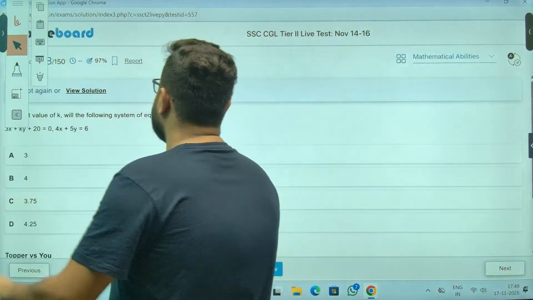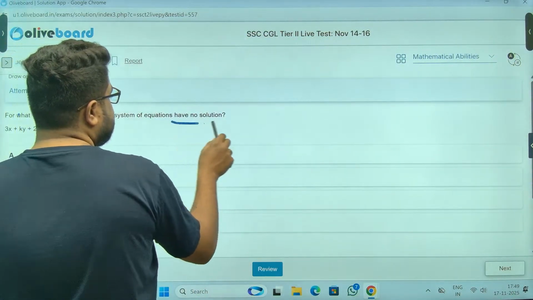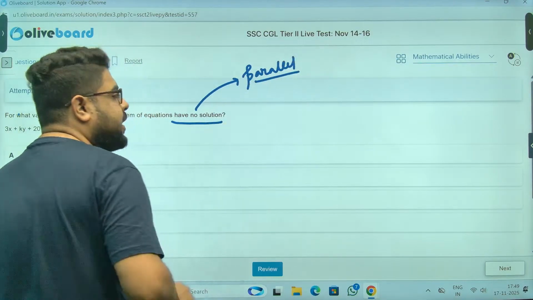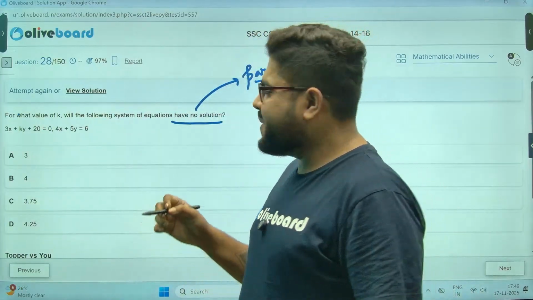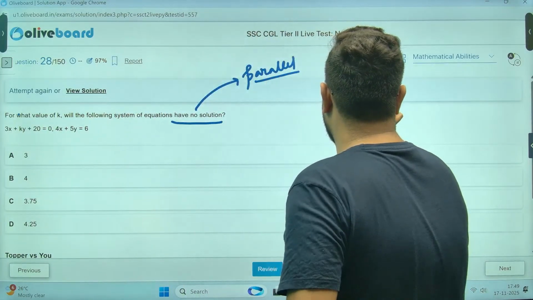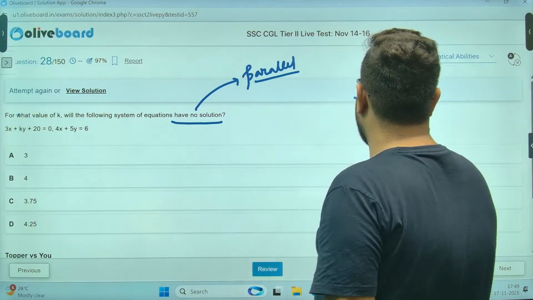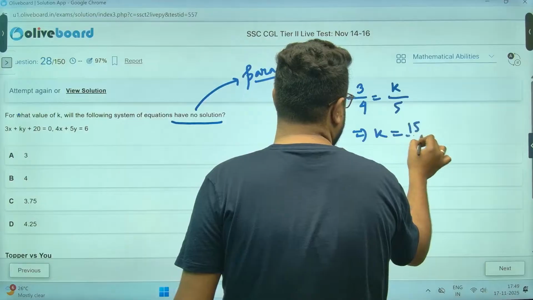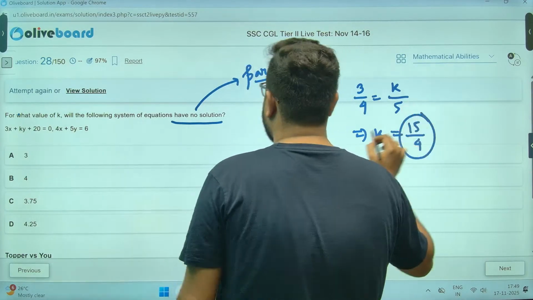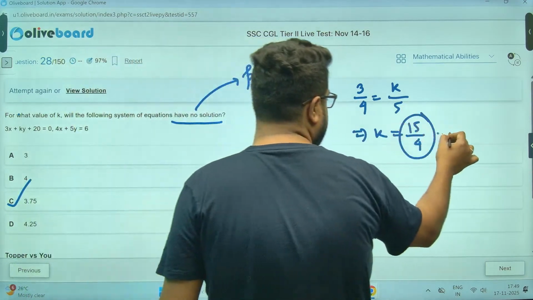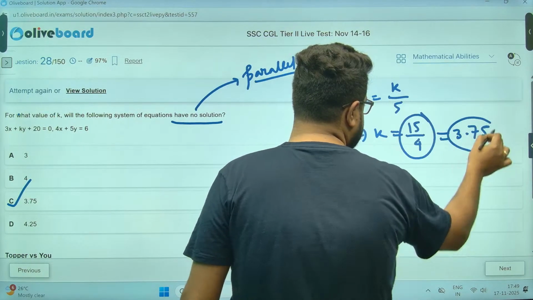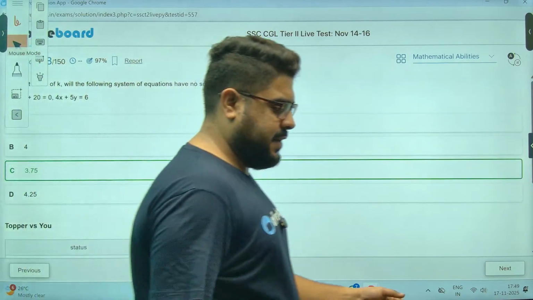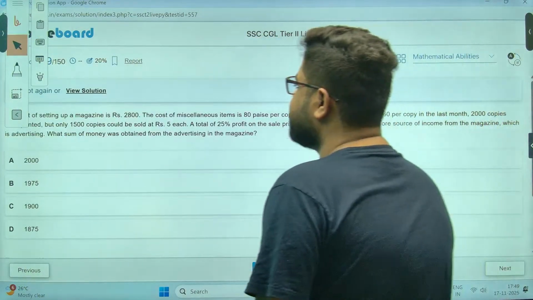Next one, sir, no solution. No solution means parallel lines, meaning the slopes are equal. Meaning A1 by A2 is equal to B1 by B2, as simple as that. So 3 by 4 equal to B1 is K divided by, this is 5, sir. So K is 15 divided by 4. So 3.75, C. 3.75 if you want to write this in terms of decimal. Again, a very simple question. Next one, sir.